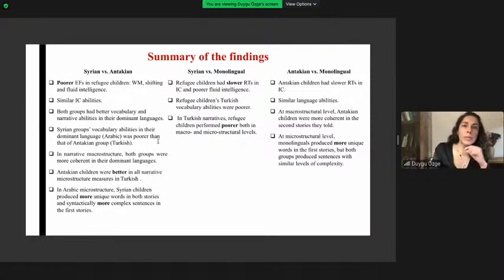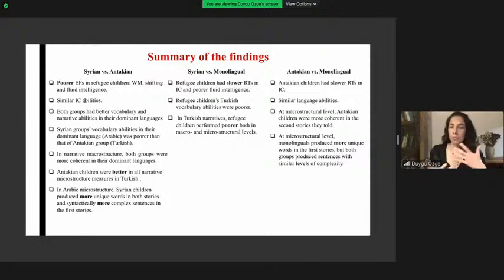Okay, summary. When we look at the summary, let's first of all look at the comparison between Syrian and Antakyan children, I mean, the refugee and non-refugee group. We saw poorer executive function abilities in working memory, shifting, and fluid intelligence on 3 measures. We didn't find any differences with respect to inhibition. So this is interesting because inhibition is one of the abilities where bilingual children show advantage.